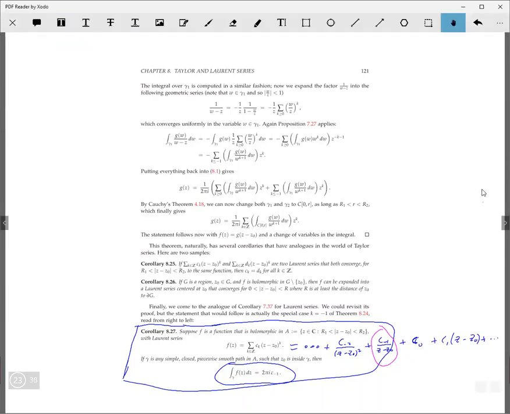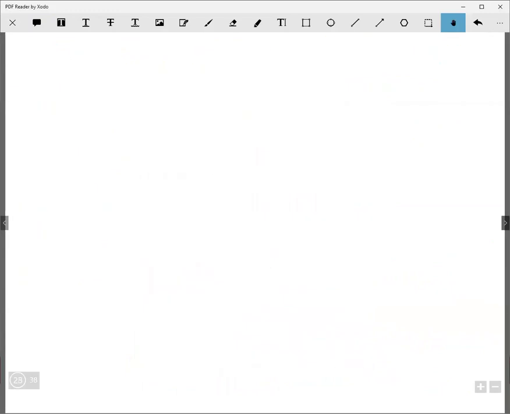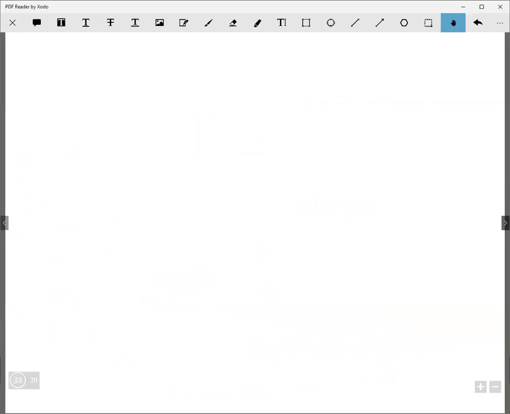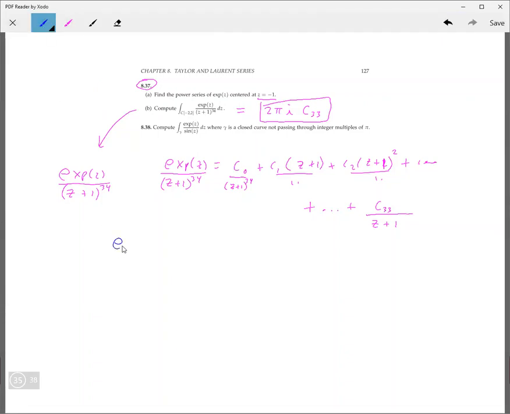Now, over here, I started out wrong. I was just saying the exponential function is c0 plus that. But maybe what I should have done was gone more like this.